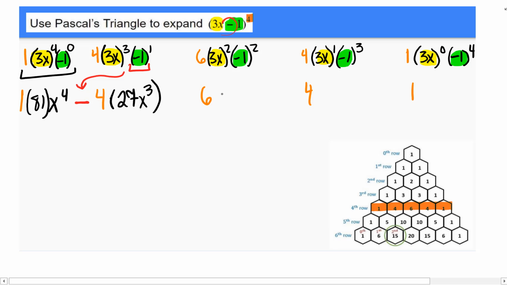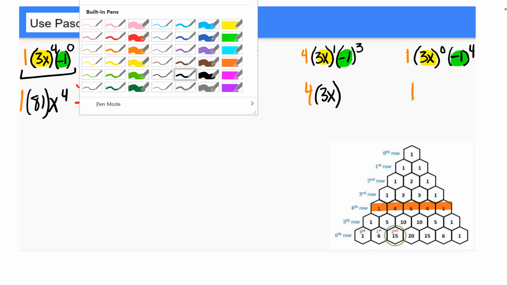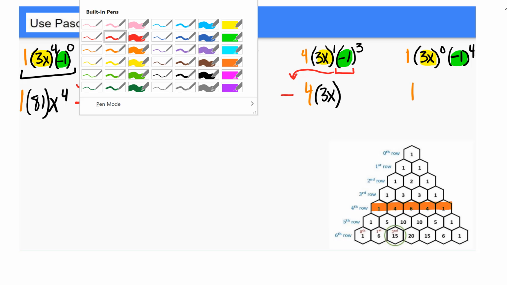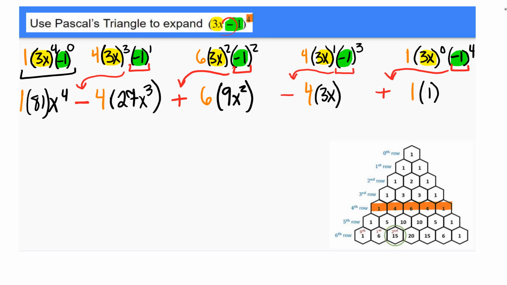3x as a product squared is 9x squared. And now we have a negative 1 squared. So this is a positive, which means the sign we get here is a positive. 3x to the power of 1 is just 3x. Negative 1 to the power of 3 results in a negative, and so that will give me my negative sign. Then 3x to the power of 0 is a 1. You don't have to write that, but negative 1 to the power of 4 is a positive. So this puts a plus in front of this final term.